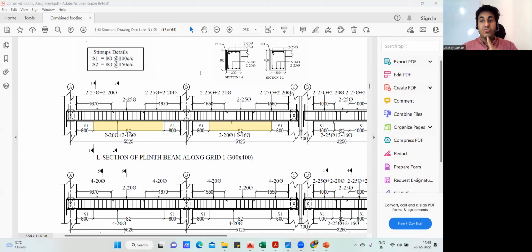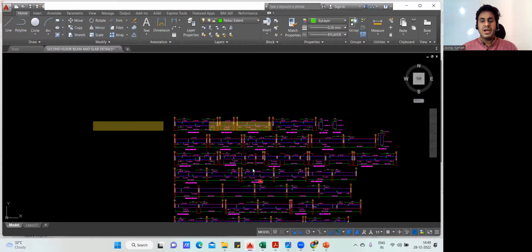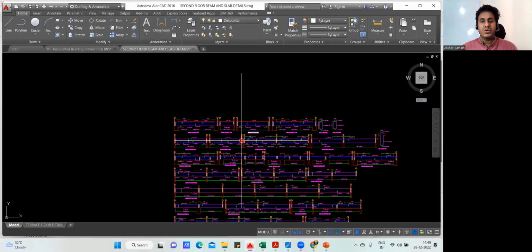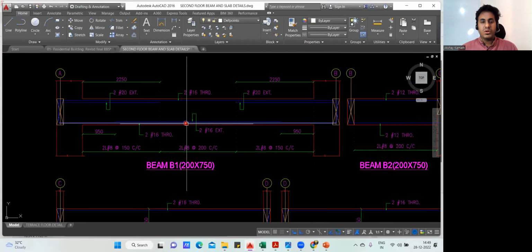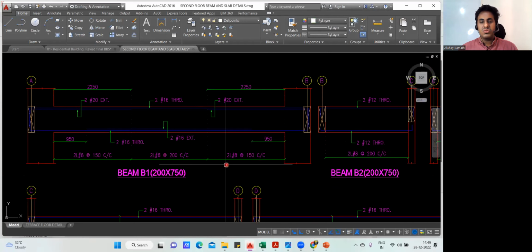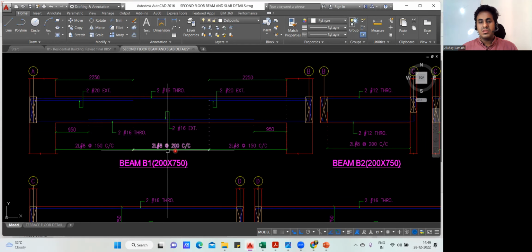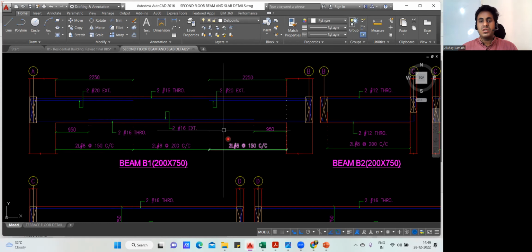But if you had an AutoCAD drawing of this, I'll show you that also. Just in case I had an AutoCAD drawing for this, I could have directly taken the measurement from here. Like here you see, these people have given up to here and up to here. The center portion I would have measured with AutoCAD. But right now, exactly.